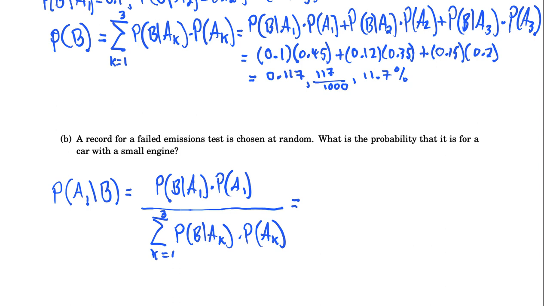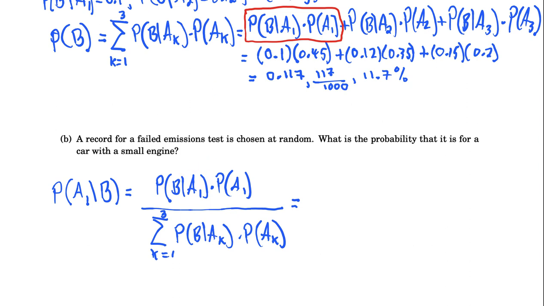So basically, what Bayes is saying, if you're trying to figure out the likelihood that it came from a particular part of the partition, take that term that corresponds to that part of the partition out of the entire sum, make that your numerator, and then make the entire sum your denominator. So it's like what percentage of all the failures can be attributed to cars with small engines. So that's basically what it is. I mean, it's a fancy proportion. That's what it boils down to.